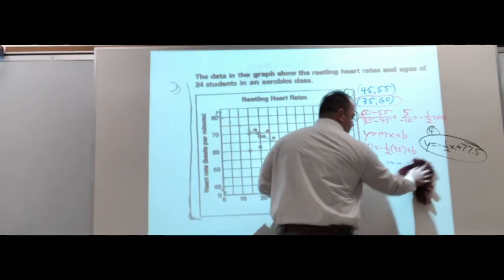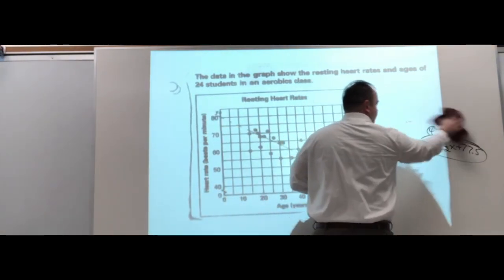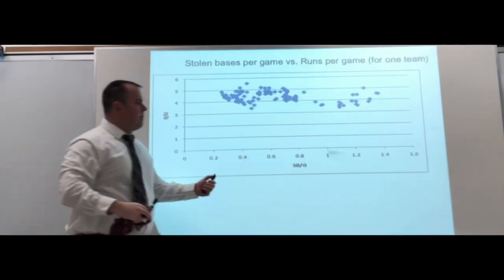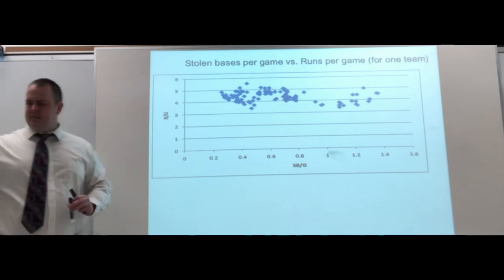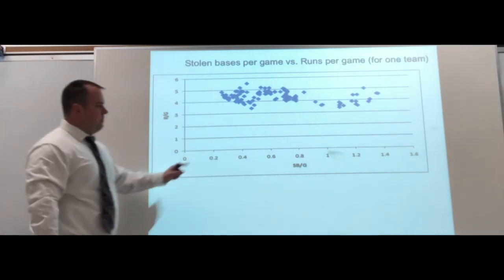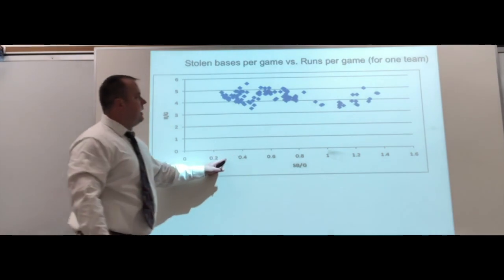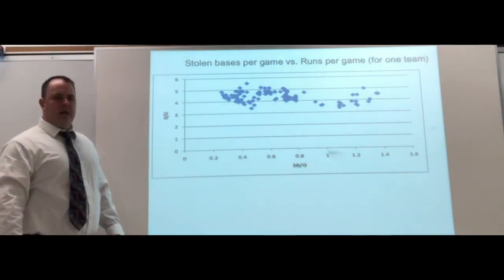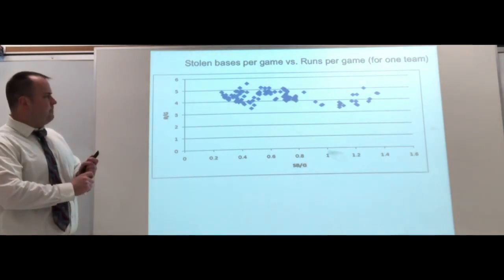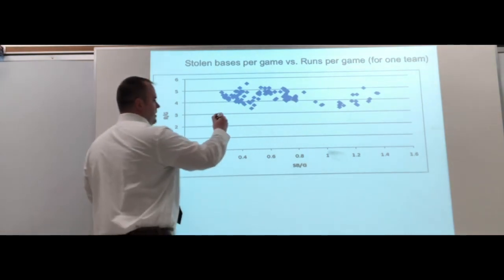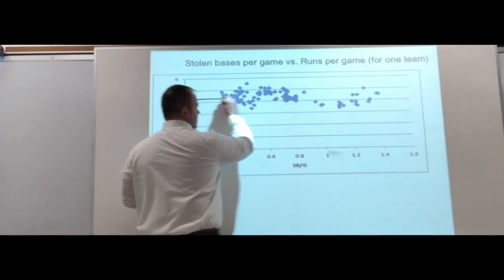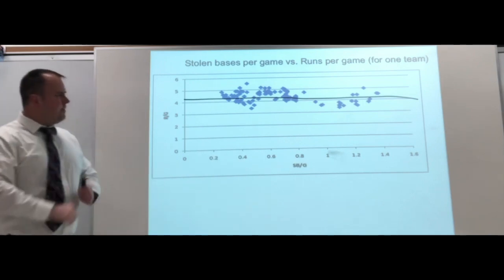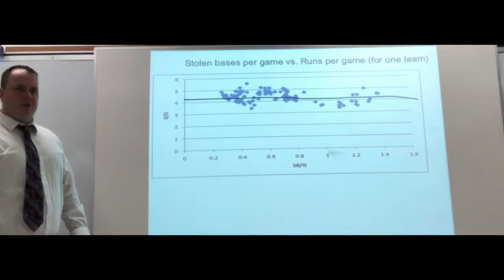I want to look at one more thing here. Okay, and I want to look at this. This is for baseball, stolen bases per game and runs per game for a team. I want to look at this because I want to draw my line of best fit. My line of best fit should look probably something like this. Okay. Not perfectly horizontal, but pretty close to horizontal.